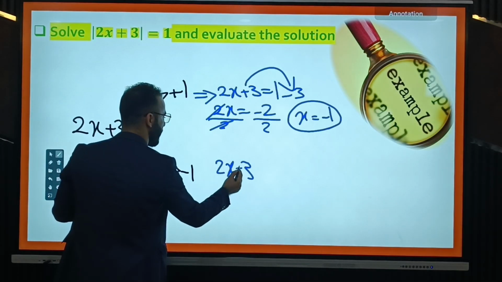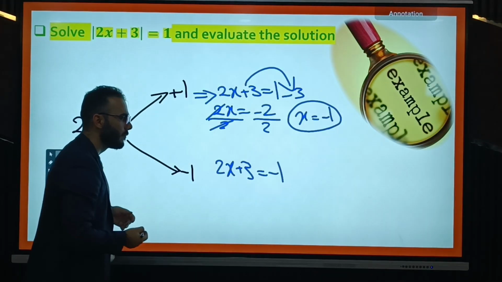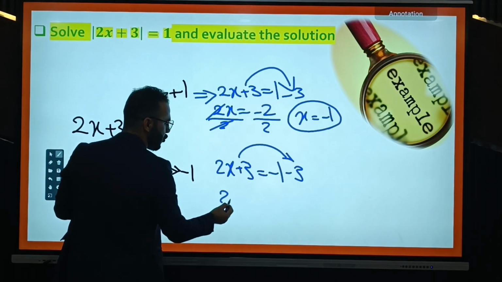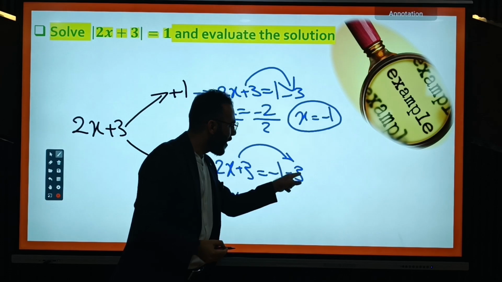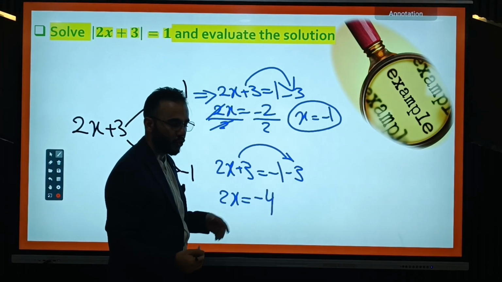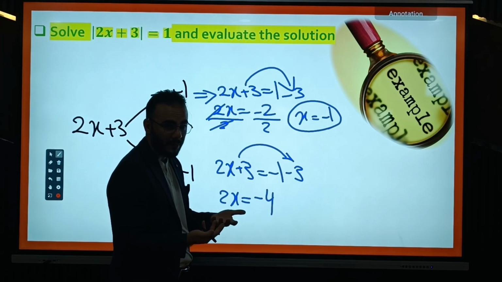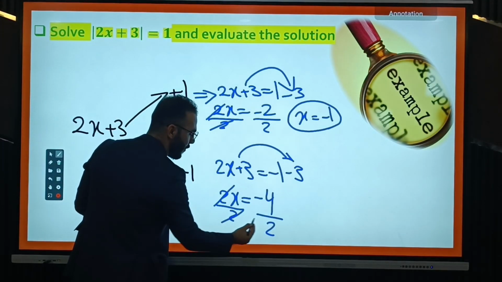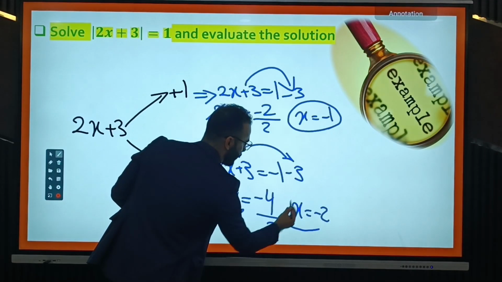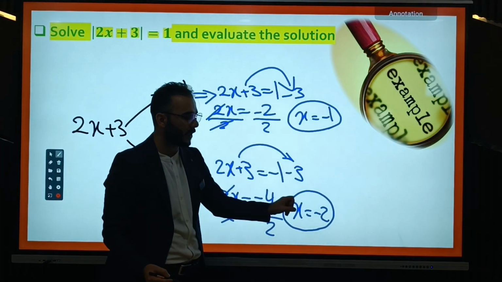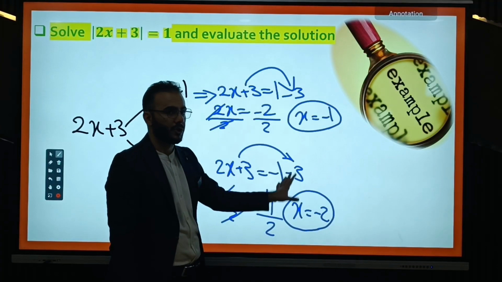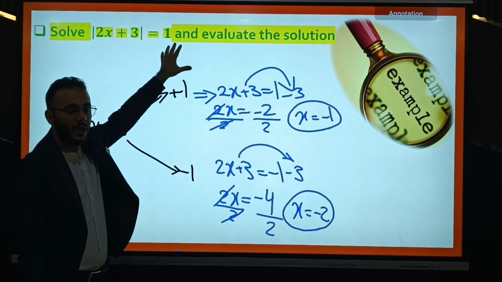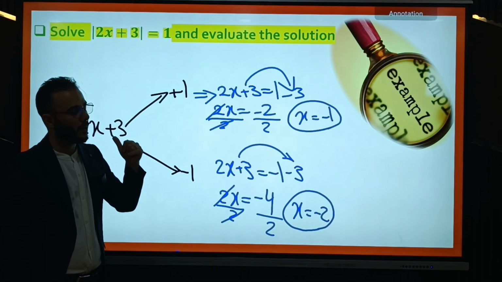2x plus 3 equals negative 1. So again, move the 3 to the other side, so it's going to become negative 3. So 2x equals negative 1 minus 3, which is negative 4. Two negatives, when you add them, it's 4. You add them, but still keep the negative sign. Divided by 2, divided by 2. The 2s cancel, and x equals negative 2. Negative 4 divided by 2 is negative 2. Right now we got 2 solutions, as we expected, because if the absolute value is equal to a positive result, we are going to have 2 solutions.